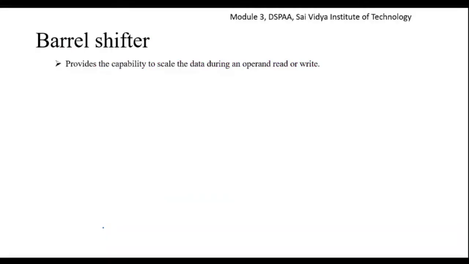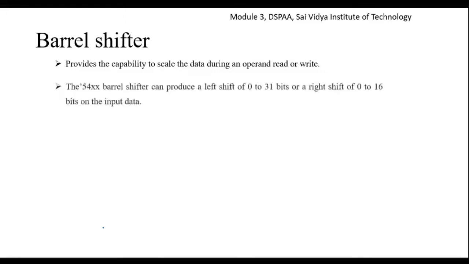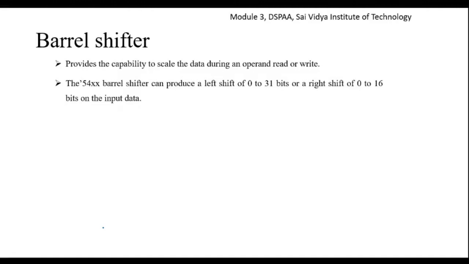Barrel shifter provides the capability to scale the data during an operand read and write operations. So we can shift the data, left shift operation from 0 to 31 bits or right shift operation from 0 to 16 bits on the input data that we have chosen. The shift count field of the status register ST1 are also in the temporary register T. So the data can be modified.